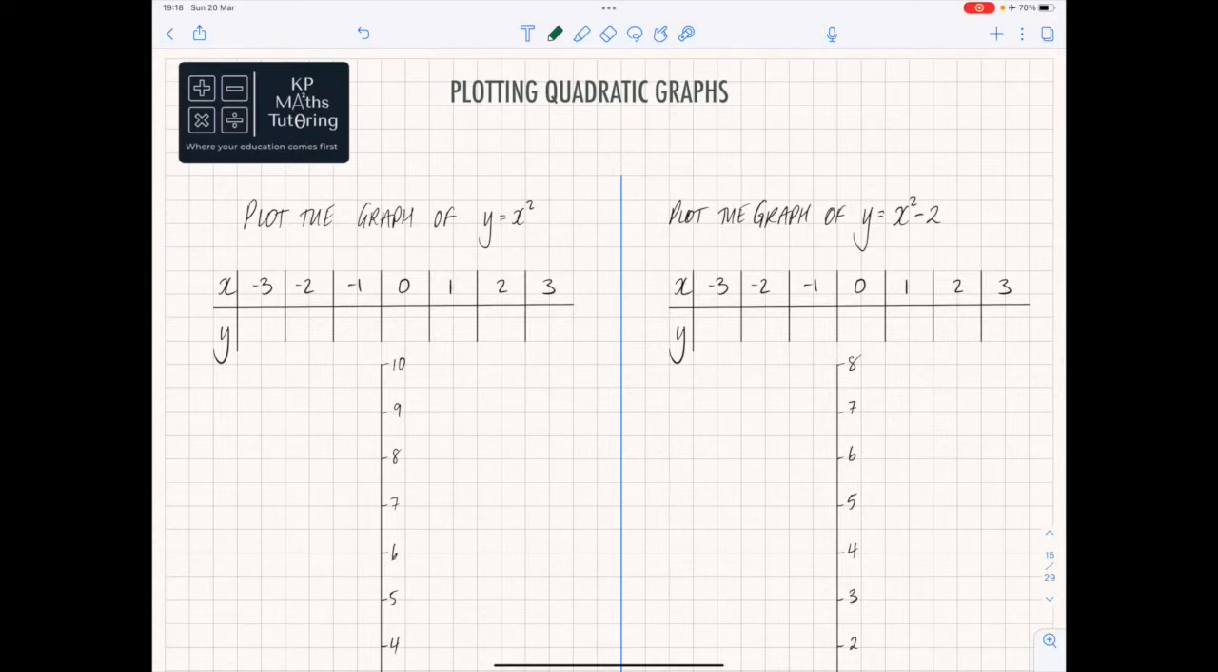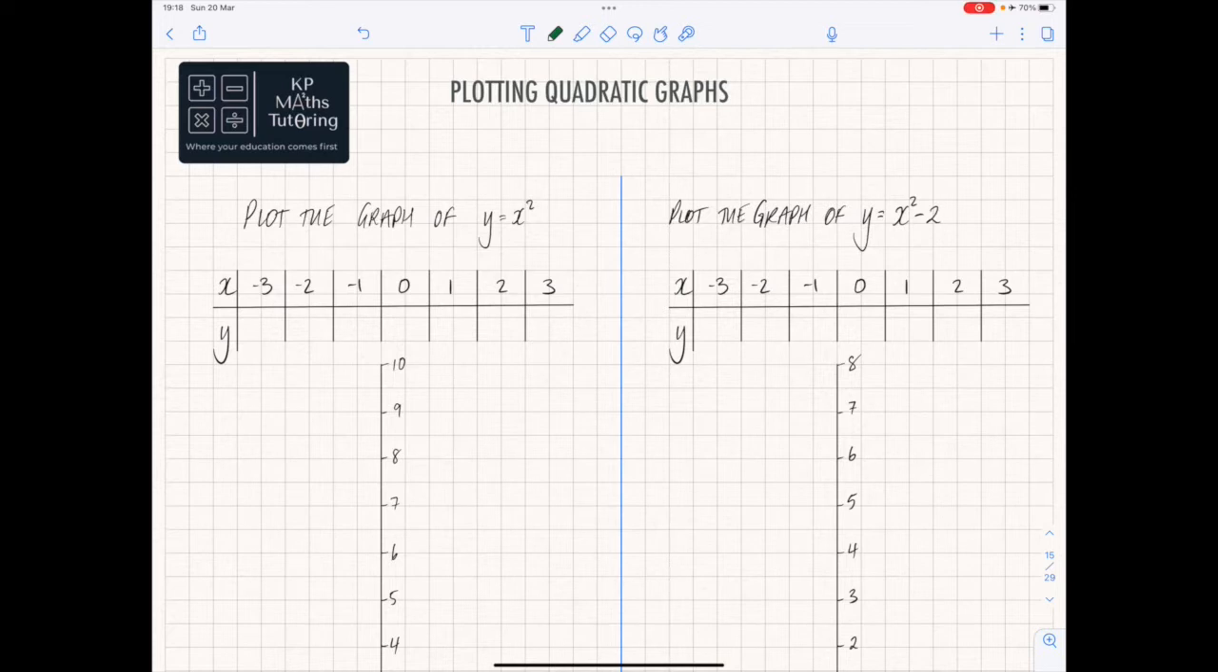Hi everybody, welcome to this next video. In this video we're going to be looking at plotting quadratic graphs. This is in foundation and higher, but I'm just going to go through the process of how we actually plot quadratic graphs, the process of creating the table, and then what your graph should look like. So let's dive straight in.